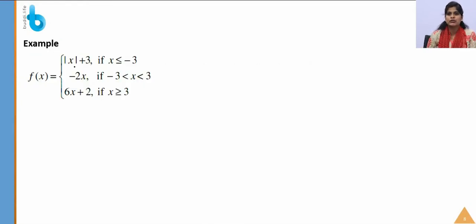See, f of x equal to mod x plus 3 if x is less than or equal to minus 3, and f of x equal to minus 2x if x lies between minus 3 and 3, and f of x equal to 6x plus 2 if x is greater than or equal to 3. Okay, for your easy understanding, let me show this on a number line. They have defined it on all the real numbers, we have just taken a number line.